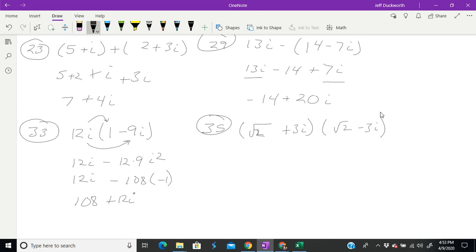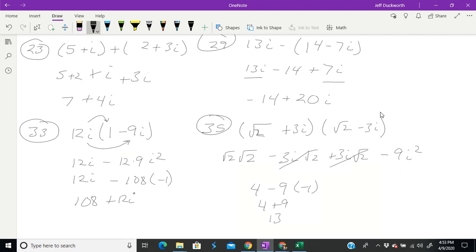At any rate, let's do the FOIL. I'll break it up in the four parts. So root 2 times root 2, minus 3i root 2, plus 3i root 2, and then we have a minus 9i squared when we multiply 3i times negative 3i. Well, these two things add up to 0. Root 2 times root 2 is just 2. So we have 2 minus 9i squared, but i squared turns into negative 1. So that's actually 2 plus 9, which gives us 11.